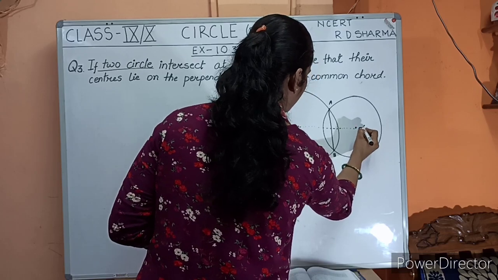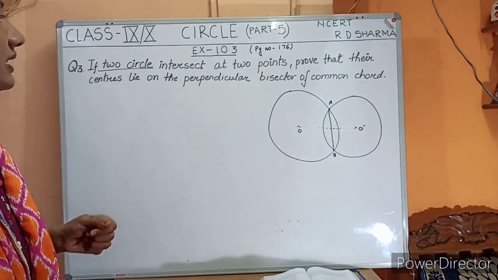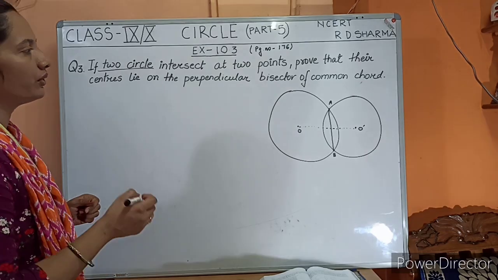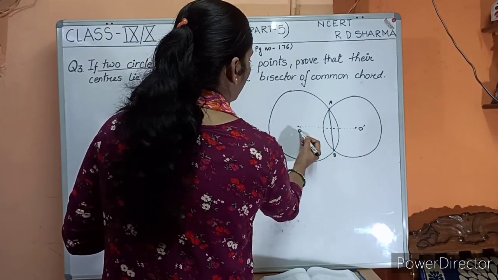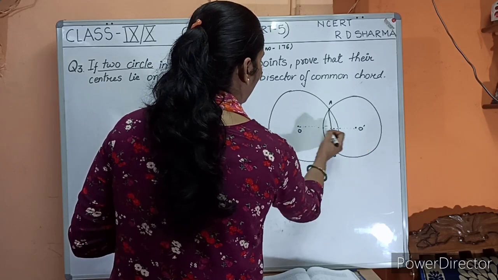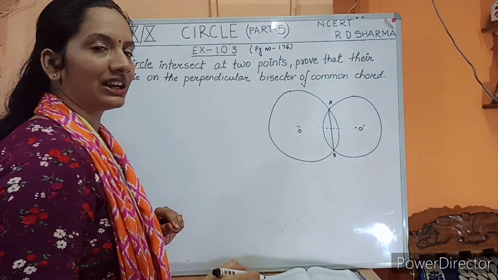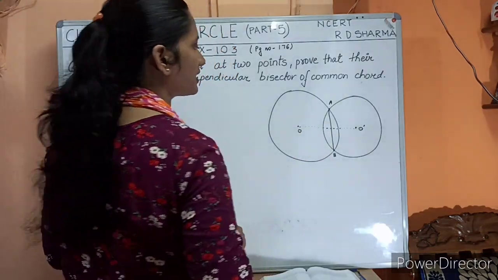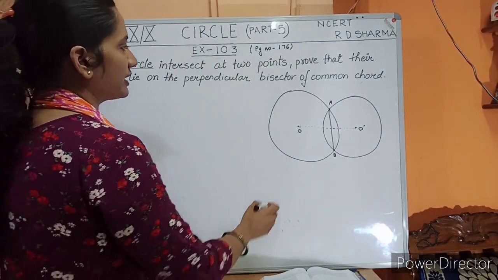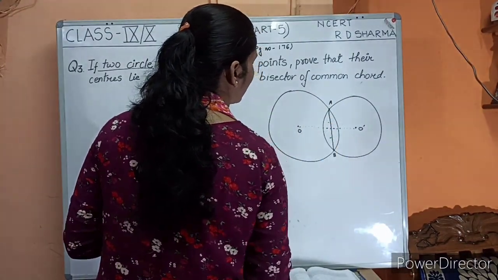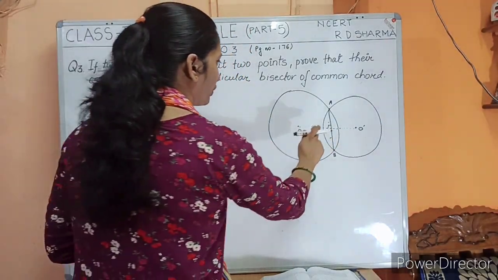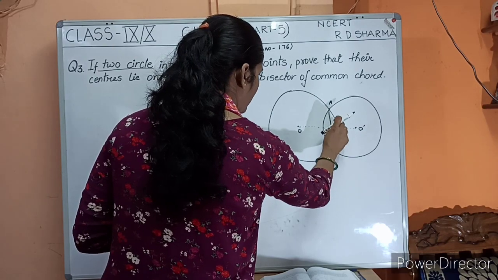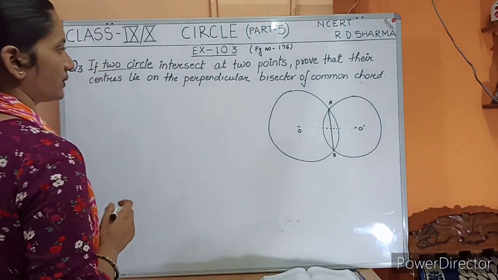This is O dash. Okay. Now after this, we need to prove that the line joining O and O dash is the perpendicular bisector of this common chord. मतलब इसको दो equal parts में divide कर रहा है as well as यहाँ पे 90 degree बन रहा है. This we need to prove. So we will go step by step. Let us see how to do this one.